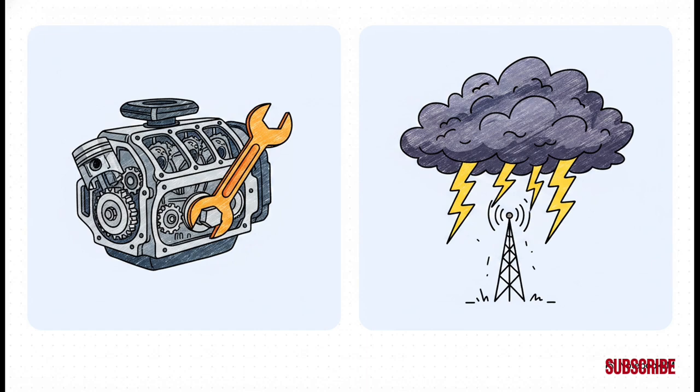Think thermal noise from resistors. The key takeaway here is that internal noise is highly predictable, and because it's predictable, it can be significantly reduced by good engineering and solid circuit design.